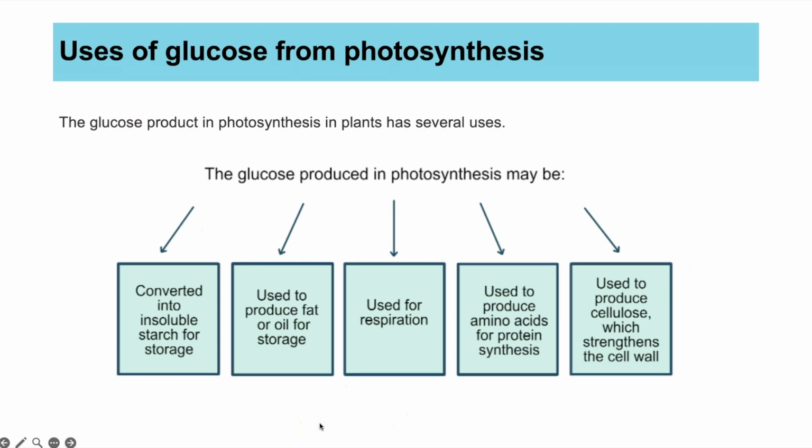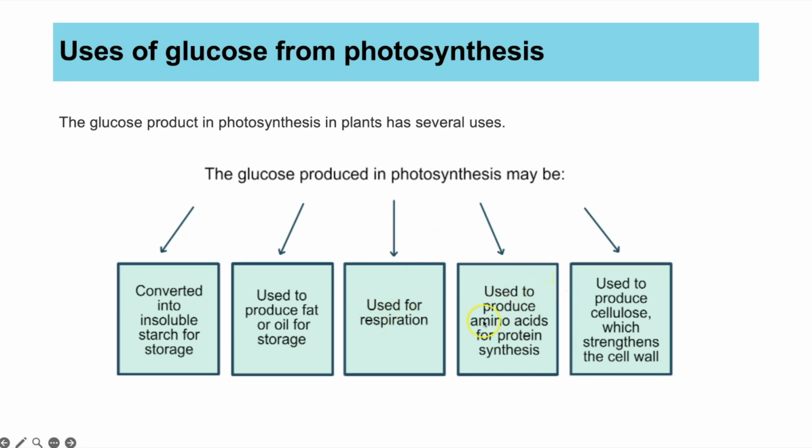So we're now moving back to content that is for foundation and for higher. And that is, what is the glucose used for that is created in photosynthesis? So number one, some of that glucose can be converted into starch and it's stored for later use. Some of that glucose is used to produce fats and oils, which again can be stored. Most of the glucose is used for respiration.